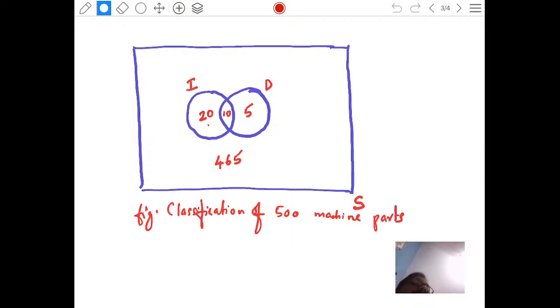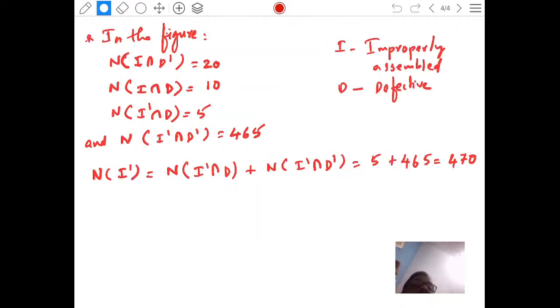Okay, so let us see from the Venn diagram. We can see the value 465 and 5. So actually the value 5, as we have shown here, is n of I complement intersection D, which is the number of machine parts which are both properly assembled and defective, equal to 5. Then n of I complement intersection D complement, which is the number of machine parts which are both properly assembled and not defective, is equal to 465.